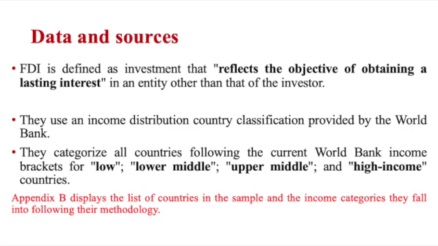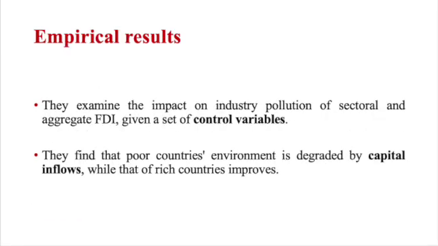They use an income distribution country classification provided by the World Bank. They categorize all countries following the current World Bank income brackets for low, lower middle, upper middle, and high-income countries. They examine the impact on industry pollution of sectoral and aggregate FDI, given a set of control variables. Control variables, also known as controlled variables, are properties that researchers hold constant for all observations in an experiment. They find that poor countries' environment is degraded by capital inflows, while that of rich countries improves. So capital inflow here indicates a growing economy.